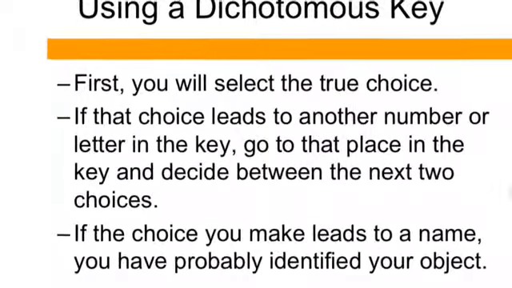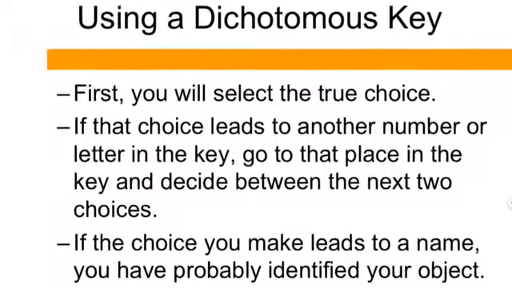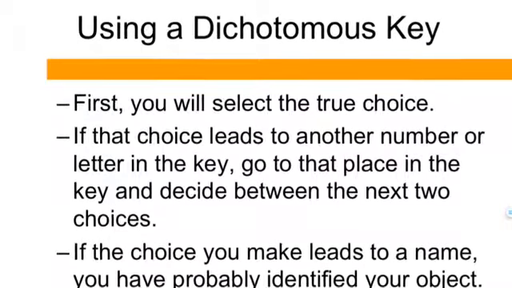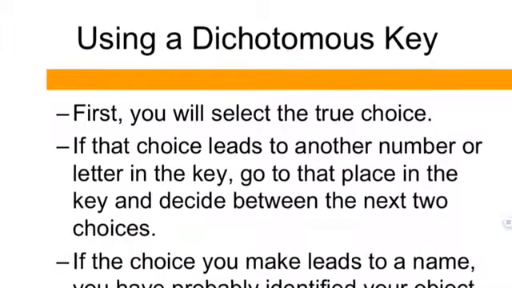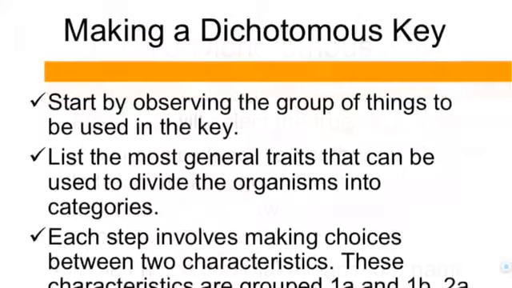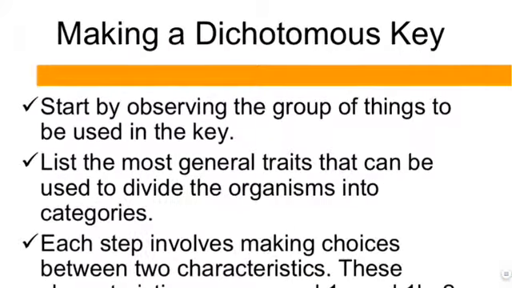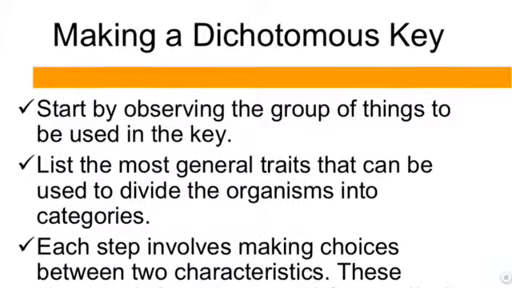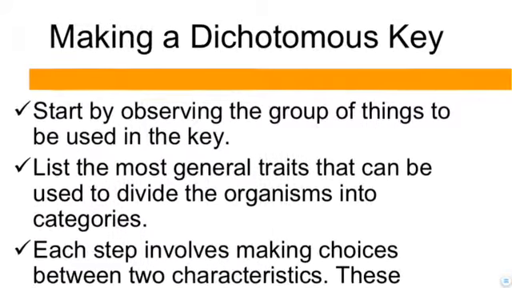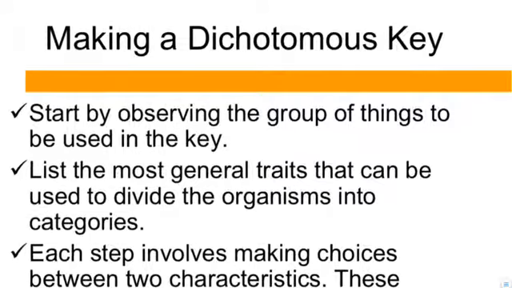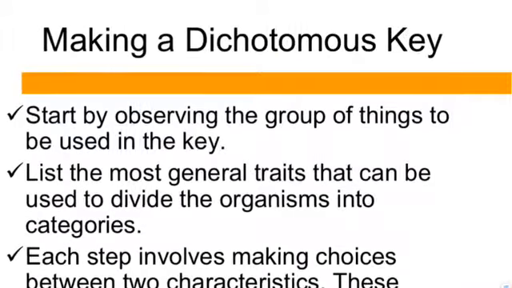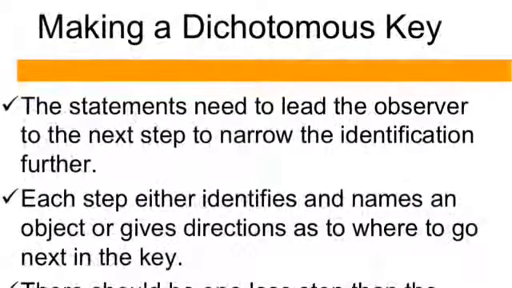We're actually going to make a dichotomous key, and this is something used to classify or sort groups of things, and you offer a choice in pairs, one of which is true and the other one's false. First, you select a true choice. If the choice leads to another number or letter in the key, you go to that place in the key and decide between the next two choices. If the choice you made leads to a name, then you've identified your object.